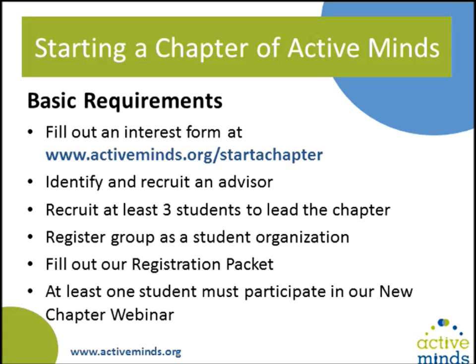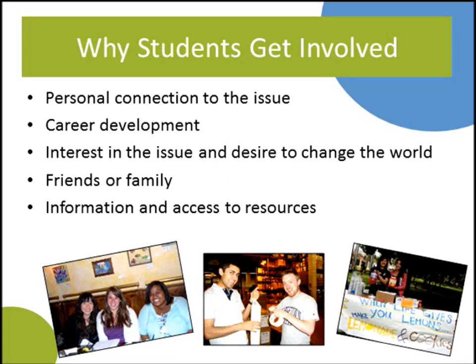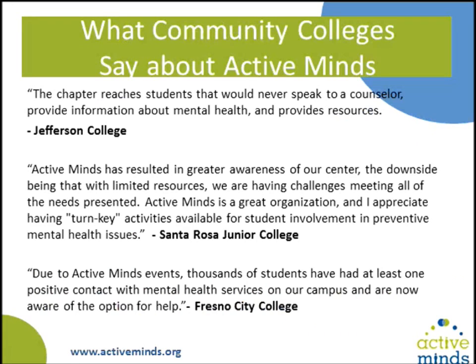It's easy for a school to start a chapter. Interested students or staff complete an interest form online and receive immediate support from our national office to start developing the chapter. Each chapter needs a faculty or staff advisor and at least 3 student leaders to get started. Once the group becomes a registered student organization on campus and completes our registration packet, we invite the students to attend a new leader webinar and they become an official chapter within our network.